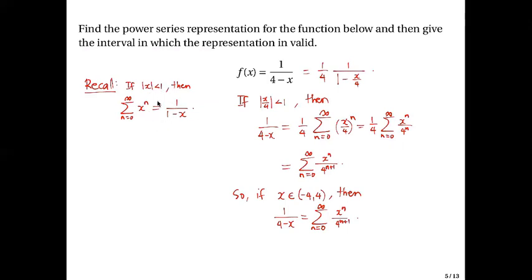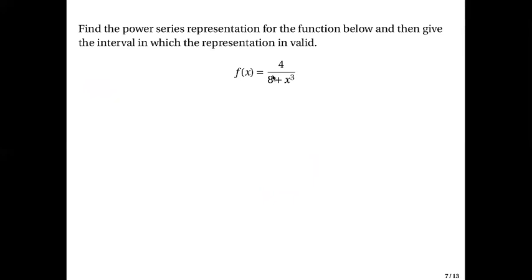So what we're going to do is to factor out the 8 in the denominator. In here, we can rewrite this as 1 over 8 times 4 over 1 plus x cubed over 8. Okay? And then we'll just simplify this.